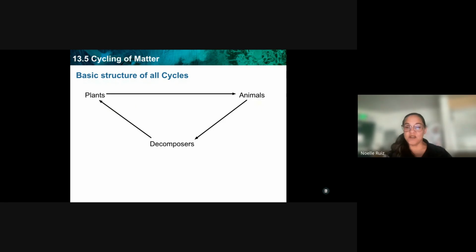So the basic structure of all cycles: plants to animals to decomposers and back.